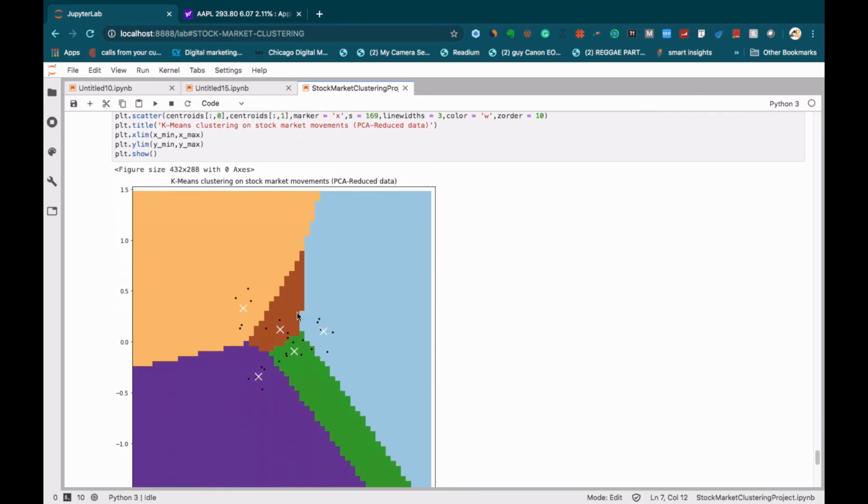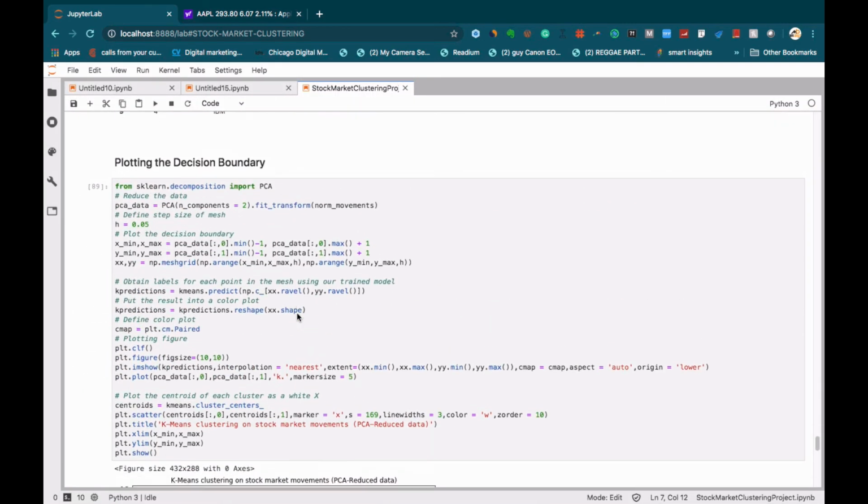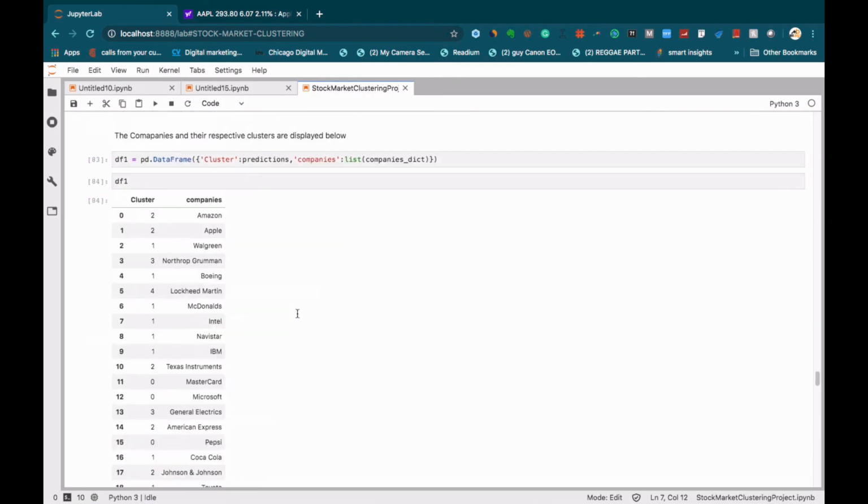Then we also use the decision boundary to visualize these various clusters. So as you can see, this is a very wonderful project and I'll be glad to take you through it. So let's get started.